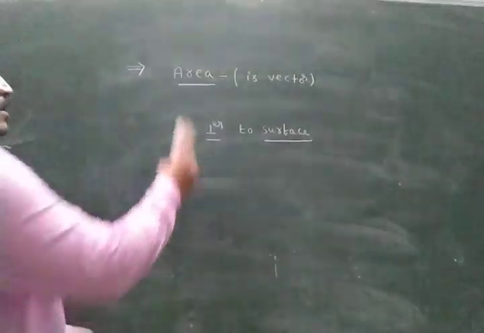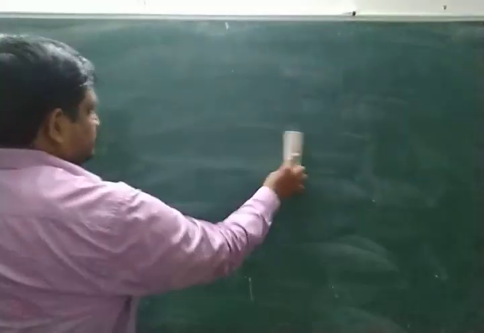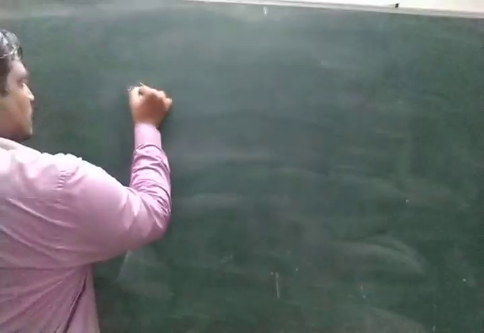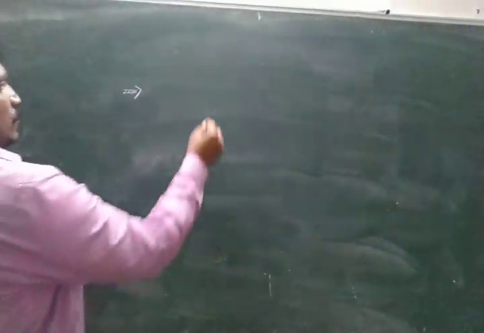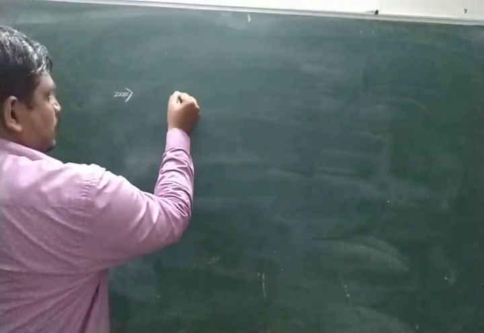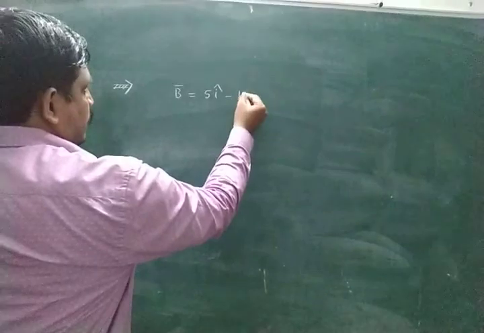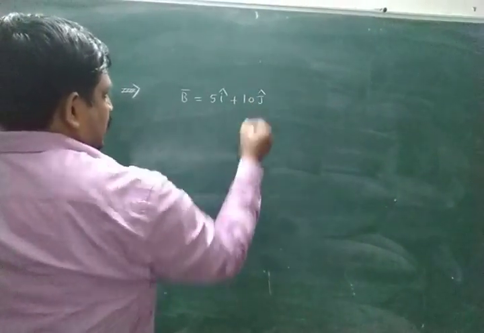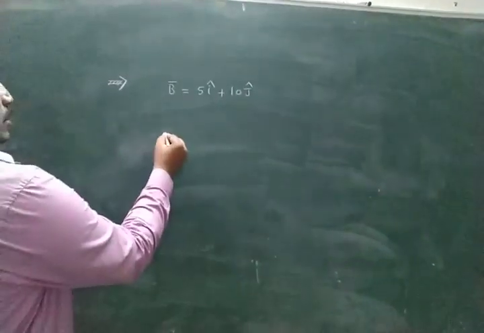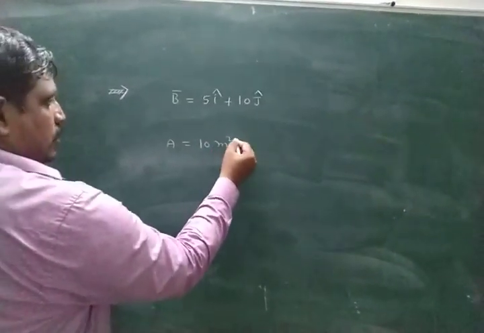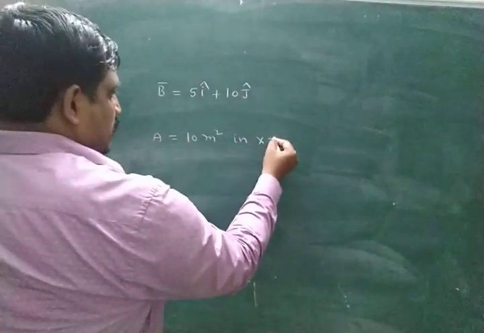This problem I discuss now. Look here, all of you. Okay, one problem I give. B bar is 5 i cap plus 10 j cap. Okay, here A is 10 meter square in the XZ plane.